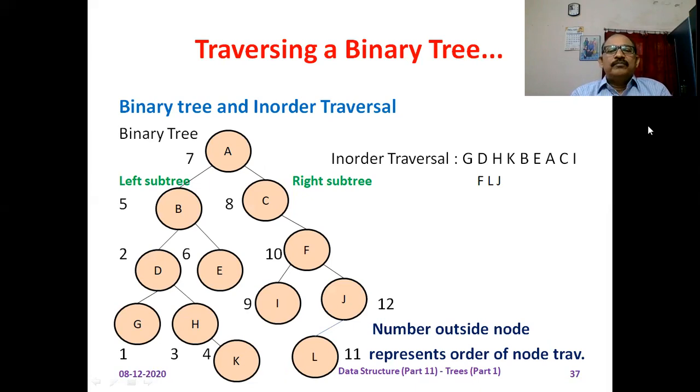Now, let us take a binary tree and see how we find the in-order traversal of this binary tree. Again, the number outside the node represents the order of node traversal. What is in-order traversal? First we traverse the left subtree of the root node, then process the root node, then we process the right subtree. Is it clear? So let us start with this binary tree. Here you can see the root node of this binary tree is A.